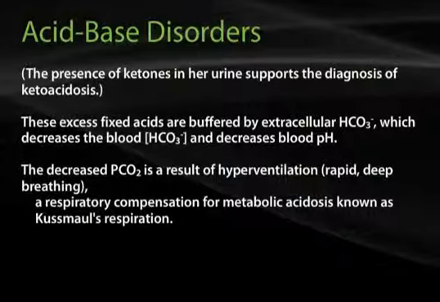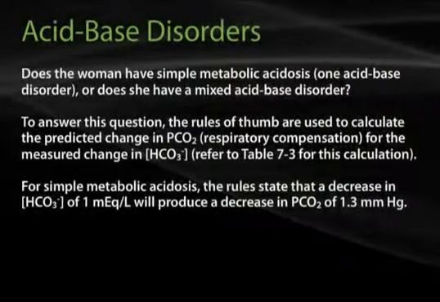The decreased PCO2 is a result of hyperventilation, the rapid, deep breathing that is manifested as a respiratory compensation for metabolic acidosis, also known as Kussmaul's respirations. The question remains: does the woman have a simple metabolic acidosis, or does she have a mixed acid-base disorder? To answer this question, the rules of thumb are used to calculate the predicted change in PCO2, or respiratory compensation, for the measured change in bicarbonate, and we will refer to Table 7-3 for the calculation.